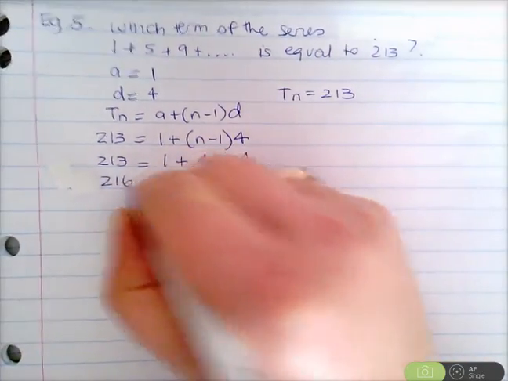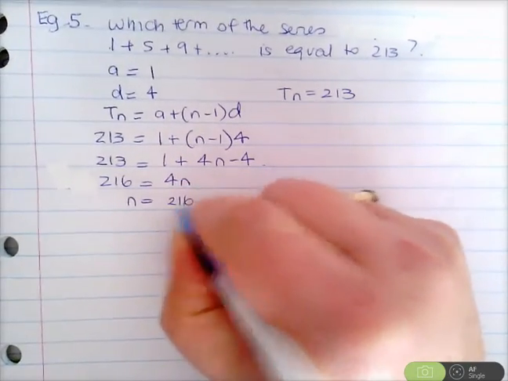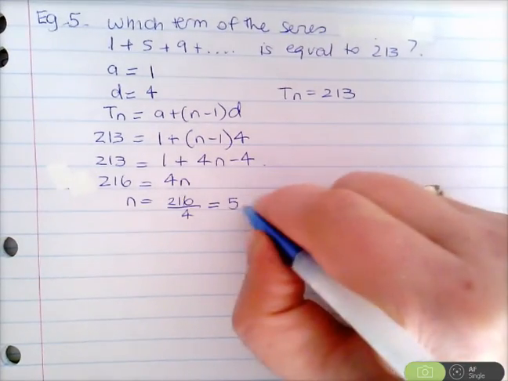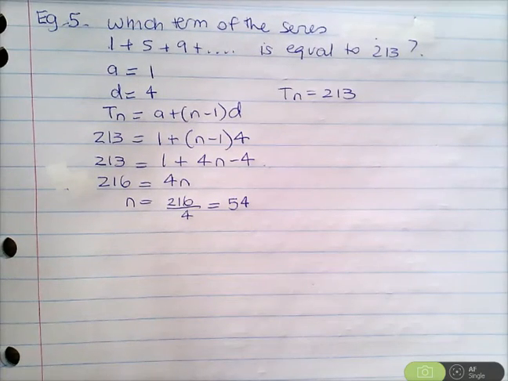So we get 216 equals 4n. So therefore n is 216 divided by 4, which is 54. Okay, so therefore the 54th term is equal to 213.